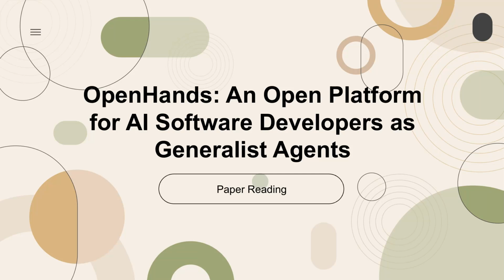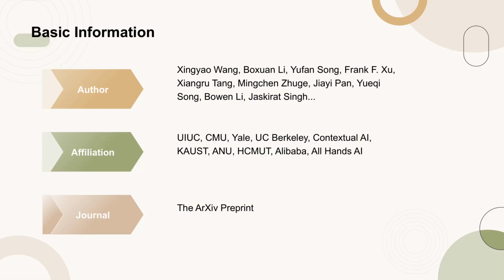Today's paper is titled, OpenHands, an open platform for AI software developers as generalist agents. This paper was published on the arXiv preprint by Xingyao Wang and colleagues from CMU and other institutions.